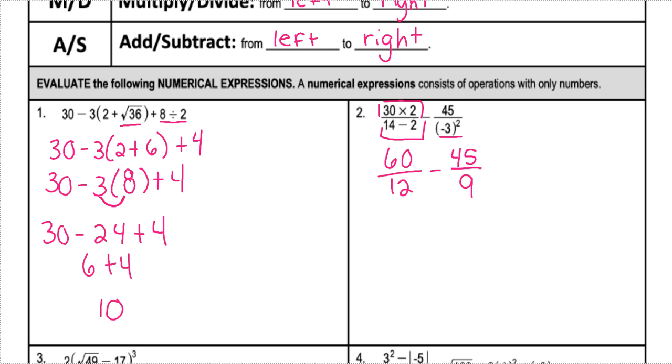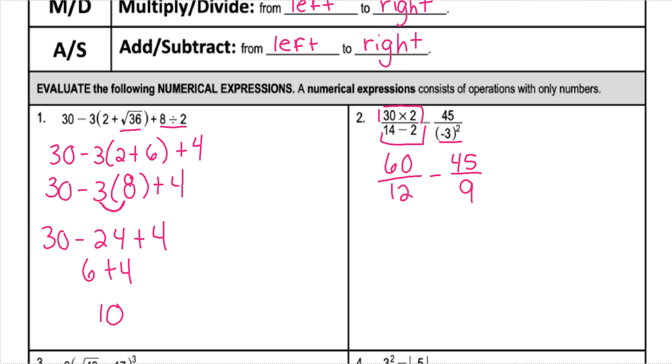All right. Now we can simplify those fractions. So 60 divided by 12, that gives us 5. And 45 divided by 9 is also 5. So this one reduces to 0 when we simplify there.